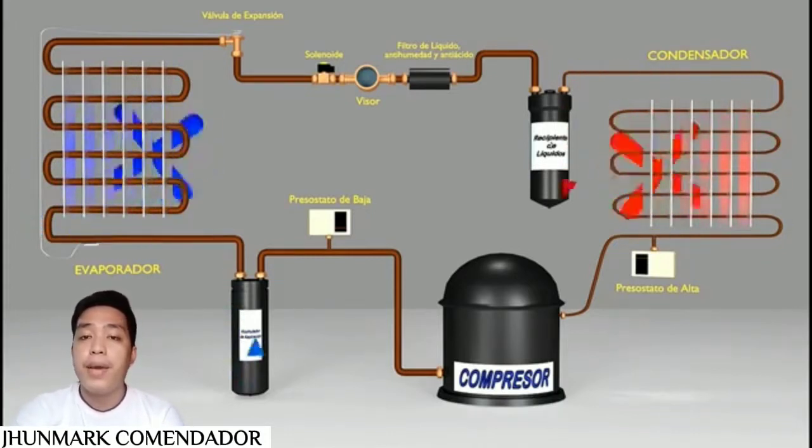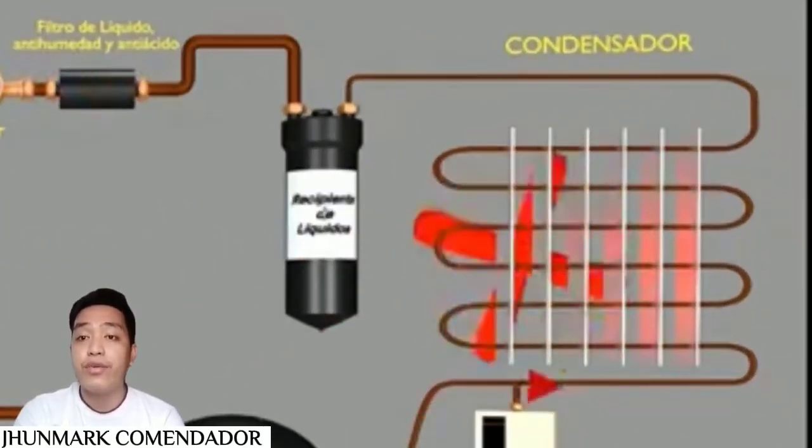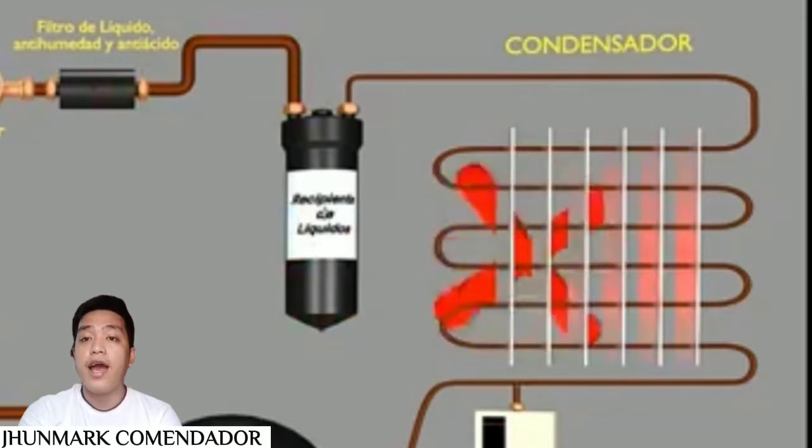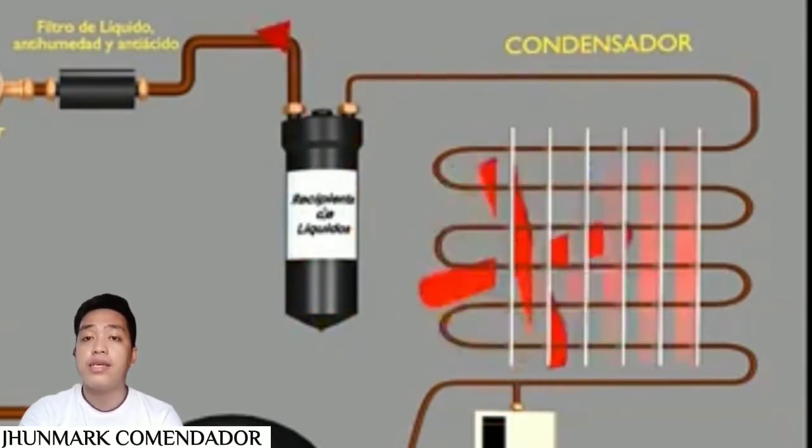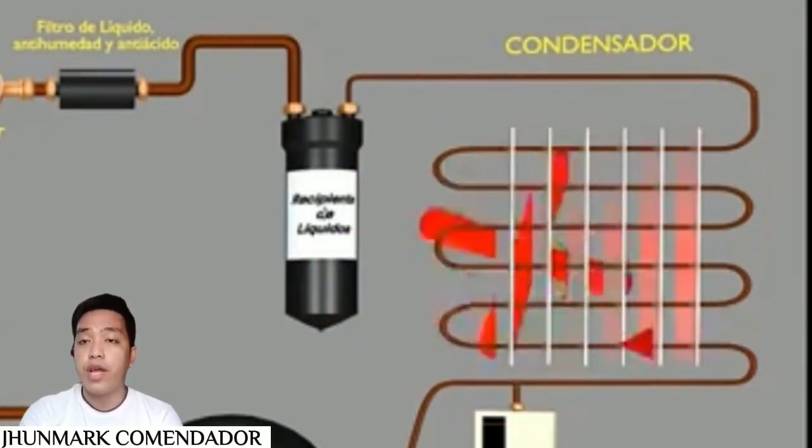Basically, the condenser is the heat rejector. Its job is to reject the heat that was absorbed. But how does it do it? There are actually three things happening inside our condenser.